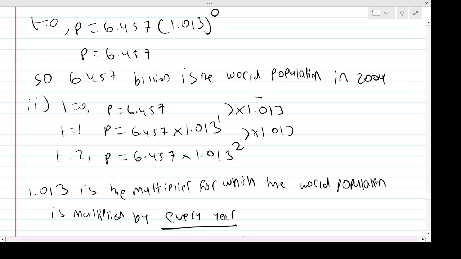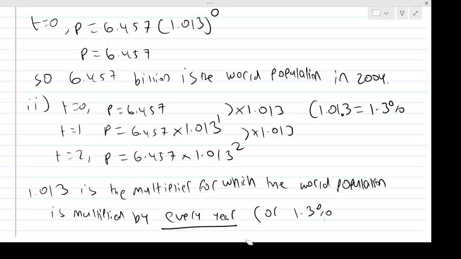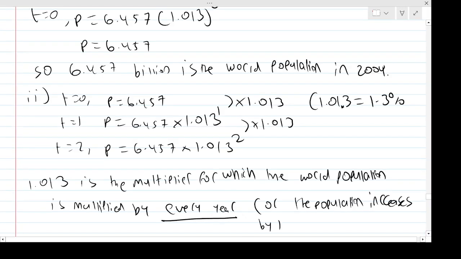And again, alternatively, you could be more specific and say, well, this multiplier as a percentage, 1.013 is 1.3%, right? If we times by 100, and that's by a decimal point. So alternatively, you could say the population increases by 1.3% every year. By 1.3% every year. Okay, there we are. Cool.